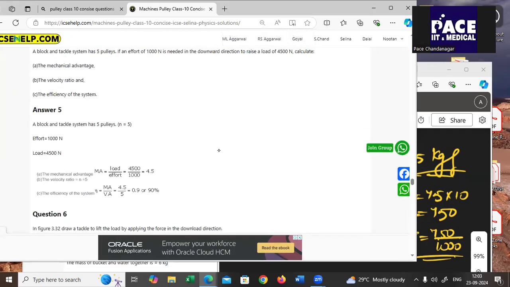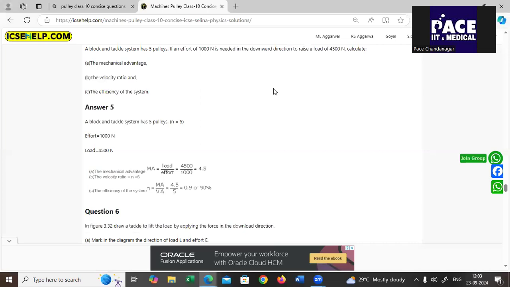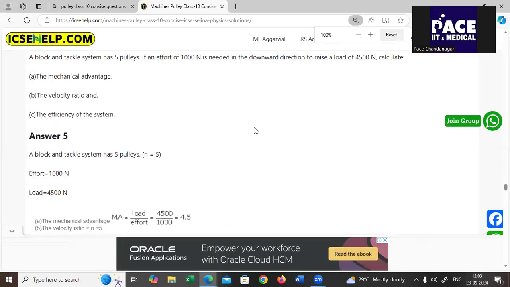So your efficiency is mechanical advantage by velocity ratio, as we have done with many questions. Which is nothing but 4.5 by 5, which is 0.9 or 90%. Next, moving on to the next question.